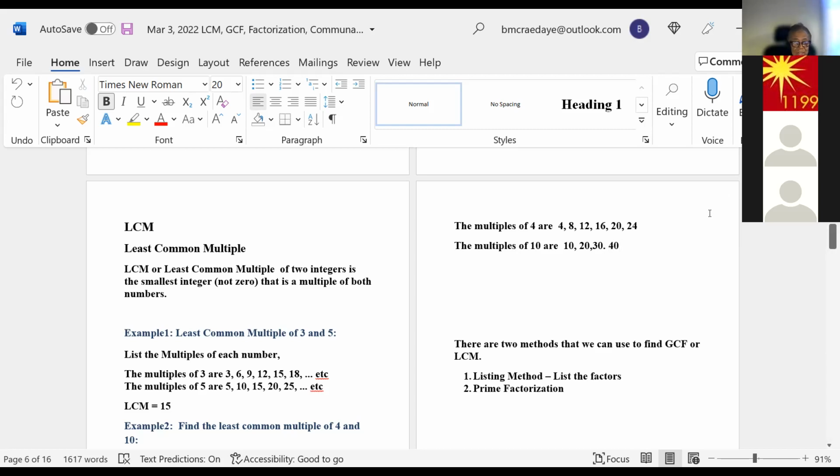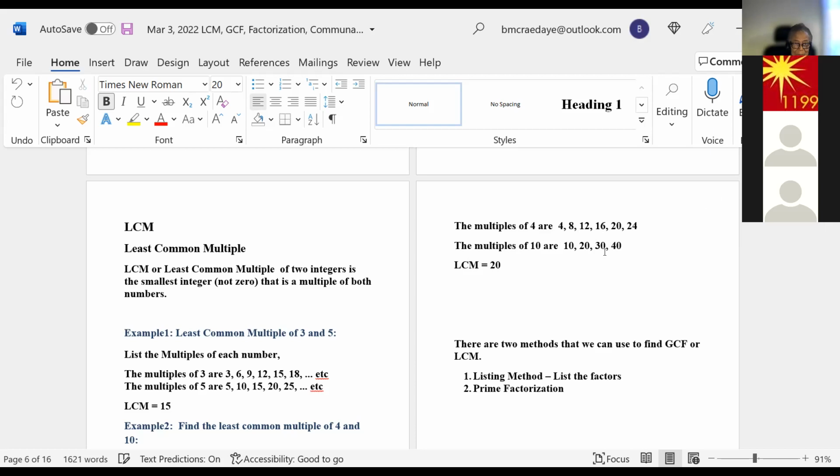Actually, you can stop because you can see what the LCM is. The LCM is equal to 20. That's right. Yes, 20.